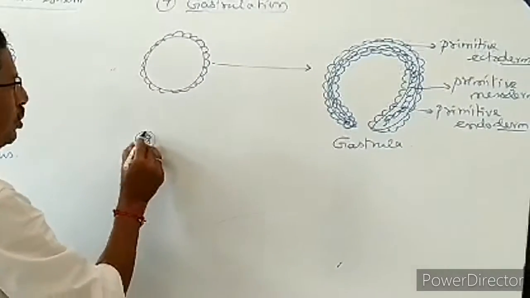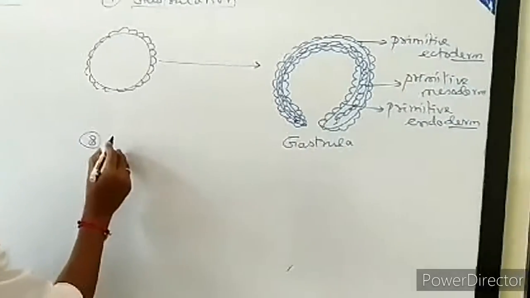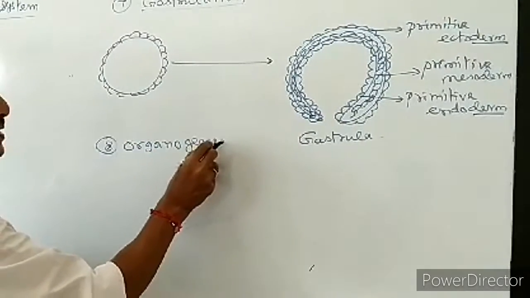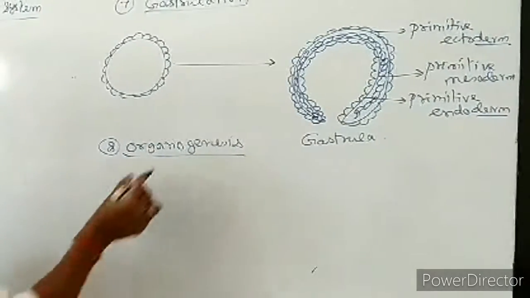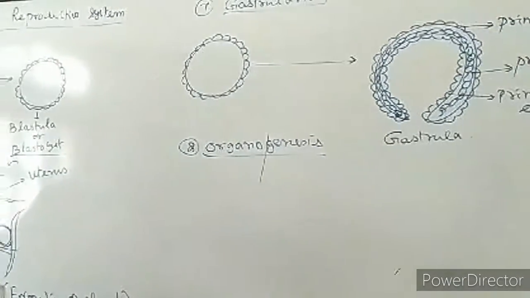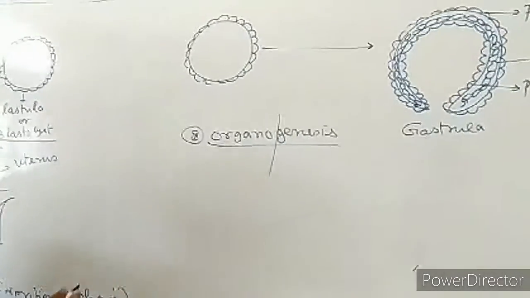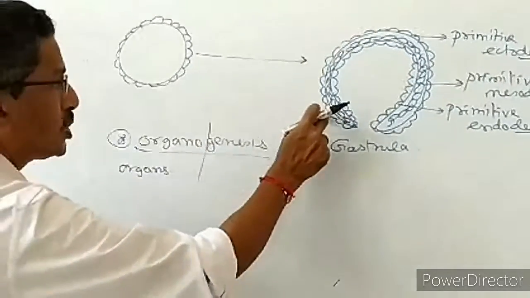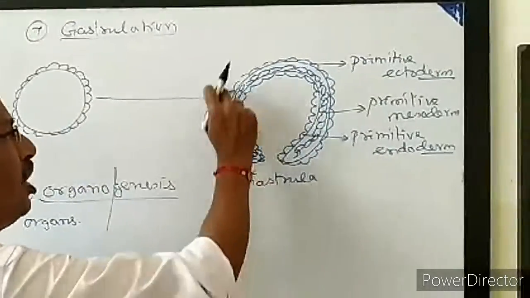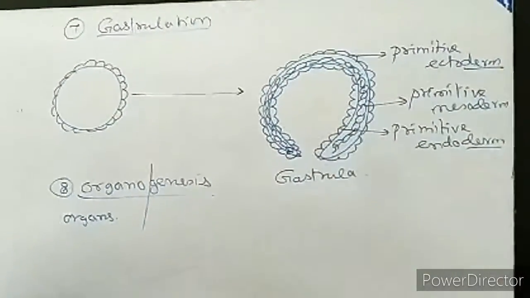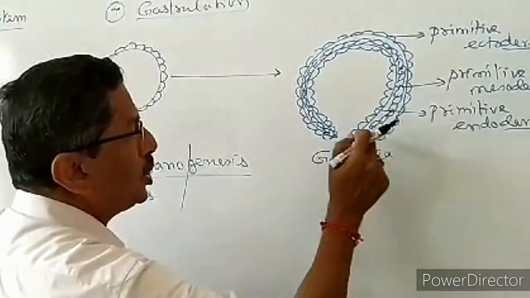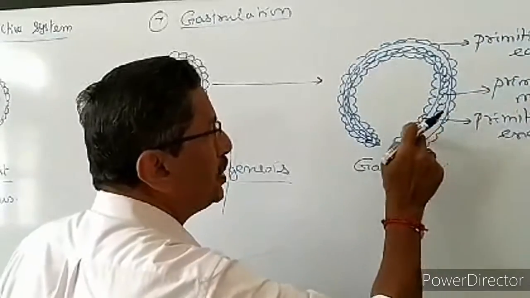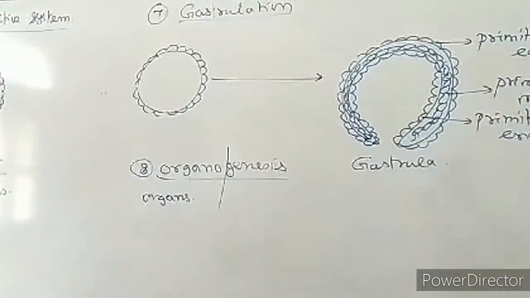Then the eighth one we are going to study. The eighth one is called organogenesis. Now we'll take what is the meaning of this organogenesis. Genesis means development or formation. Already we have studied. Organo means organs. Now from the ectoderm of gastrula, some organs are developed, organs of human body. From the primitive endoderm, some organs are produced. Similarly, from the primitive mesoderm also, some organs are produced.